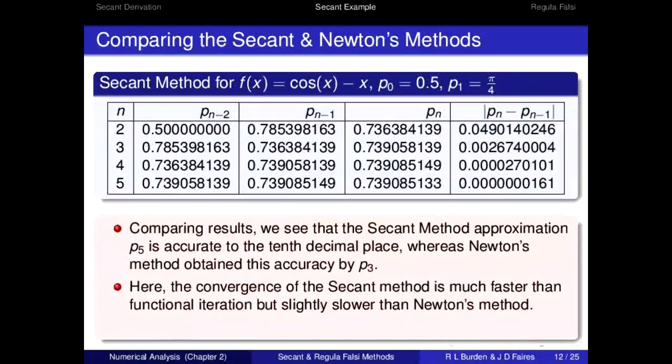So this is all about Newton's and the secant method. I hope that you understand this method, and if you have any questions you can ask me.